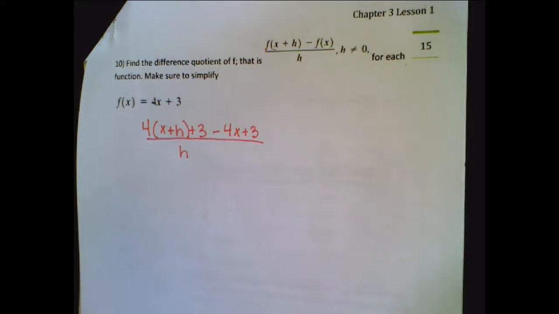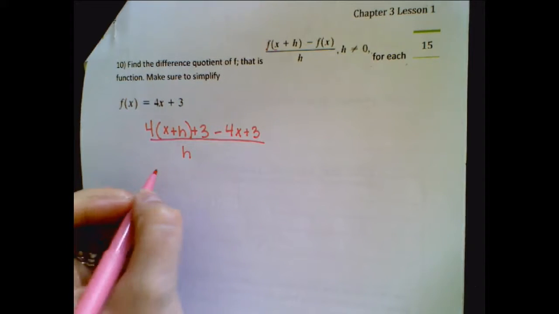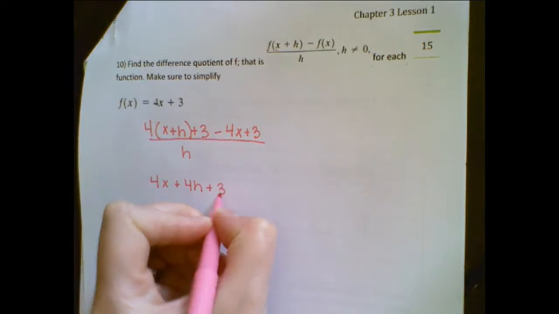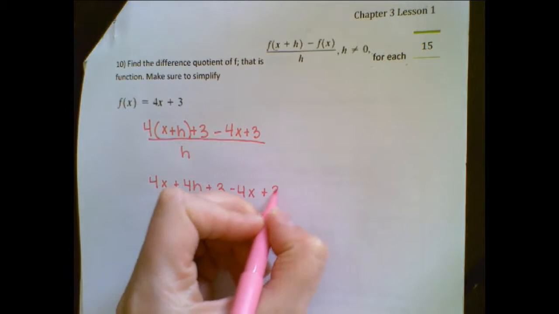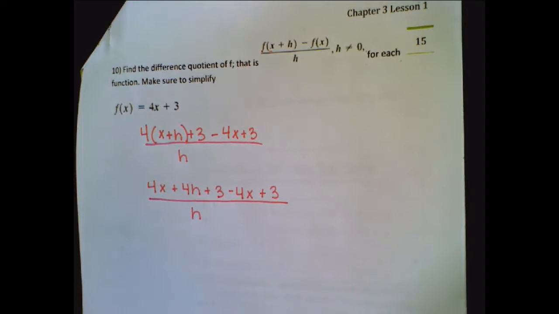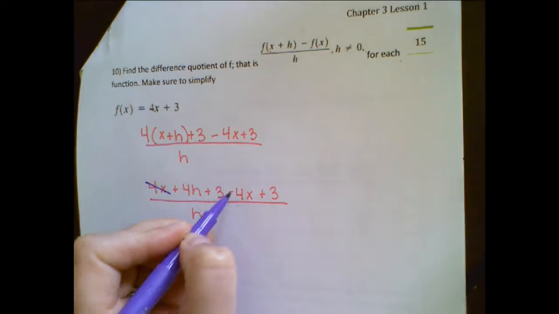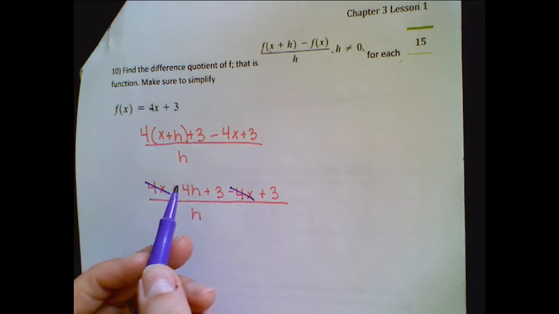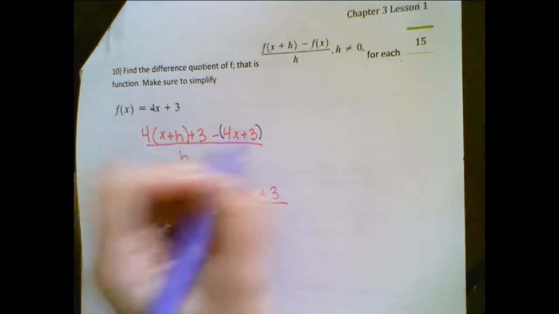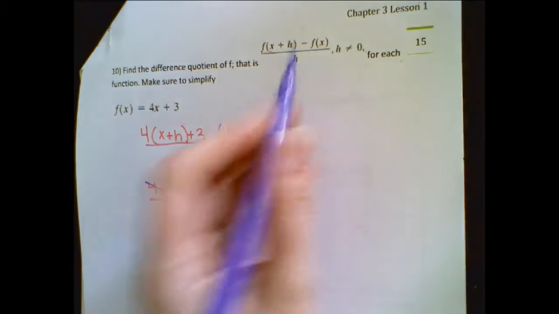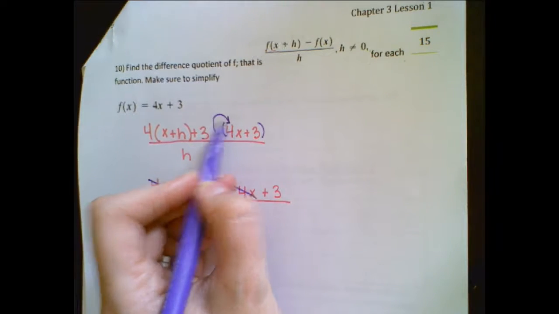I need to distribute and combine like terms. This is going to be 4x plus 4h plus 3 minus 4x plus 3, all over h. I'm going to combine like terms, and one of the things I noticed is that the 4x combines with a negative 4x, and those two things cancel out. So what I'm left with, and you know what, I've done this multiple times, and hopefully you haven't, because this is a common error, right? It's subtracting the function, so it's really like distributing this negative to everything here.